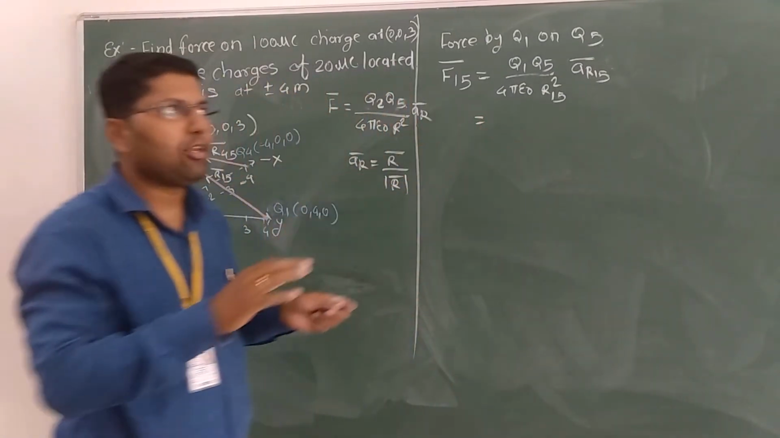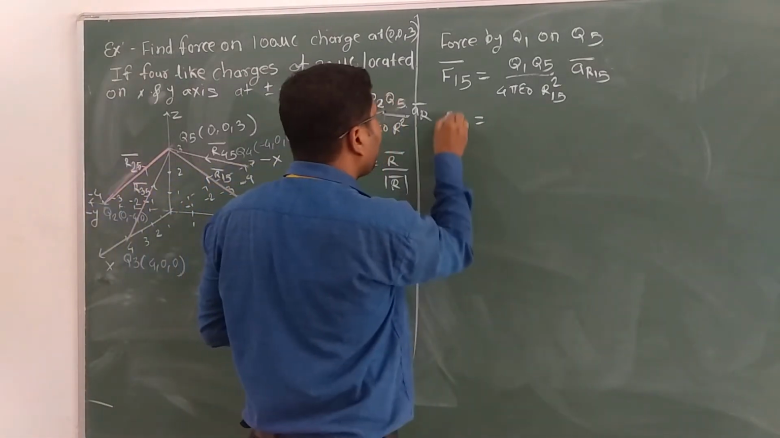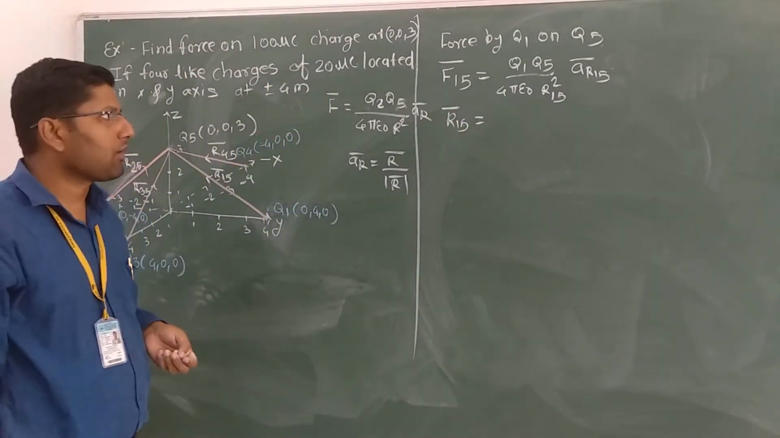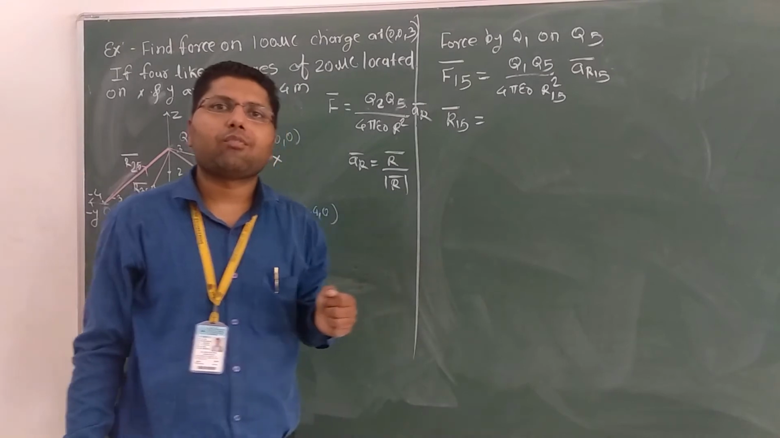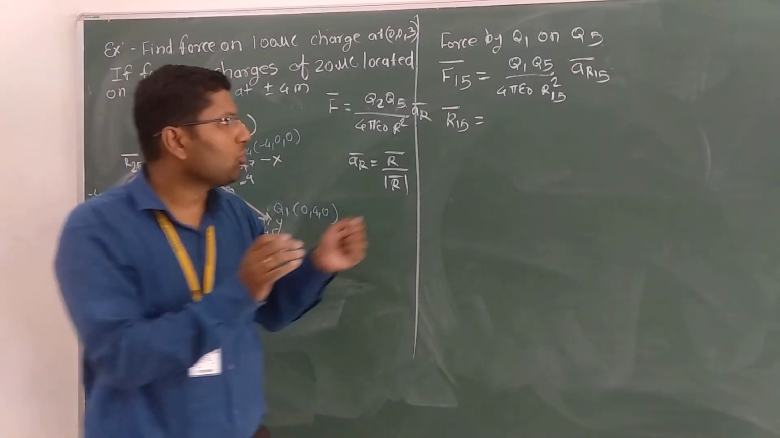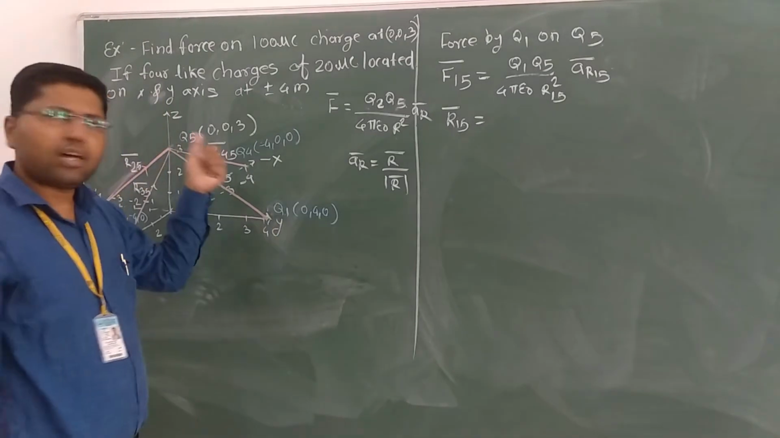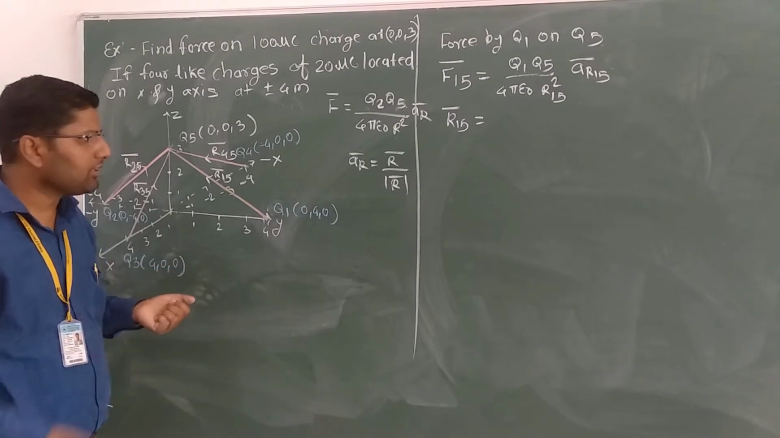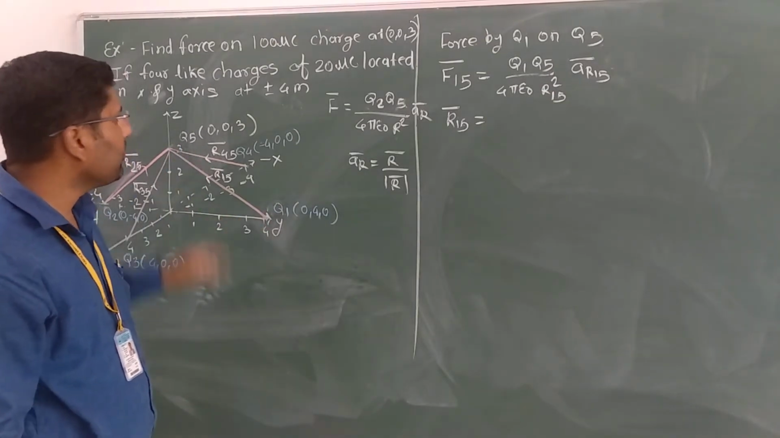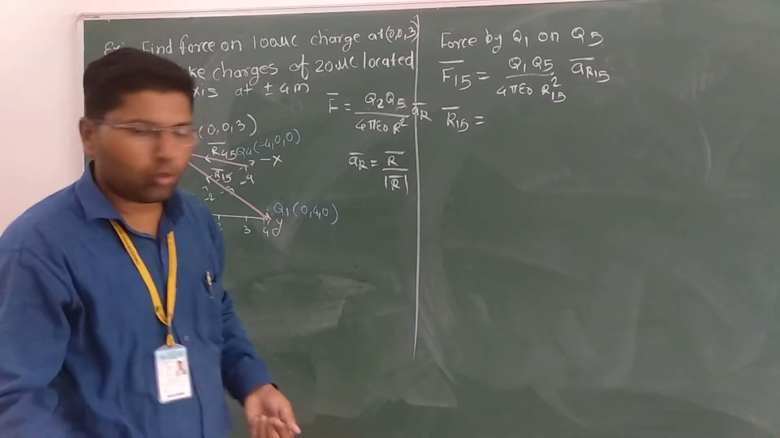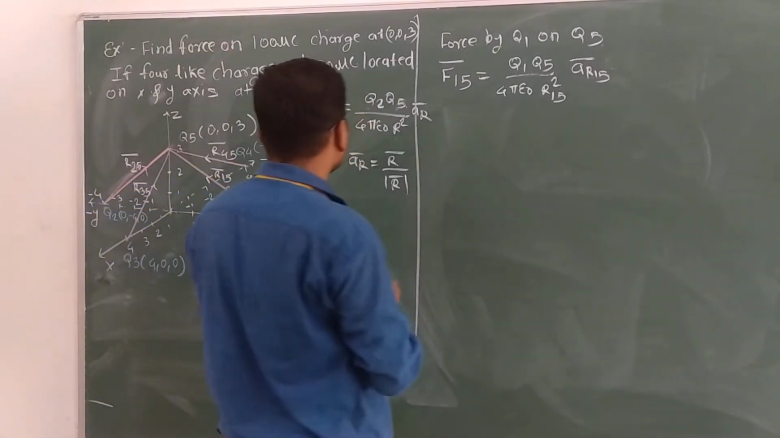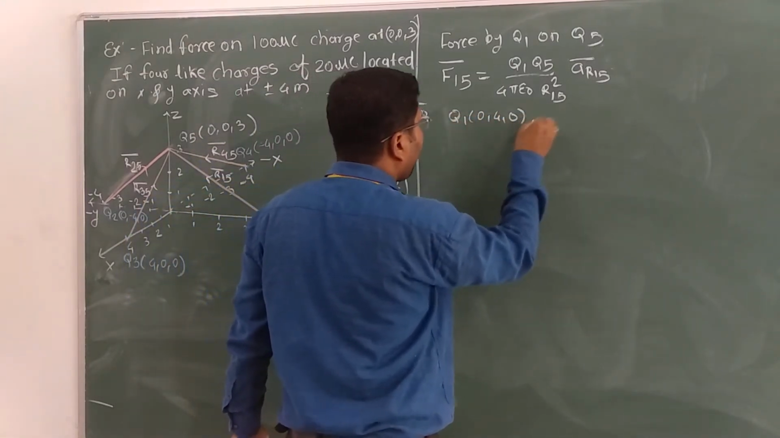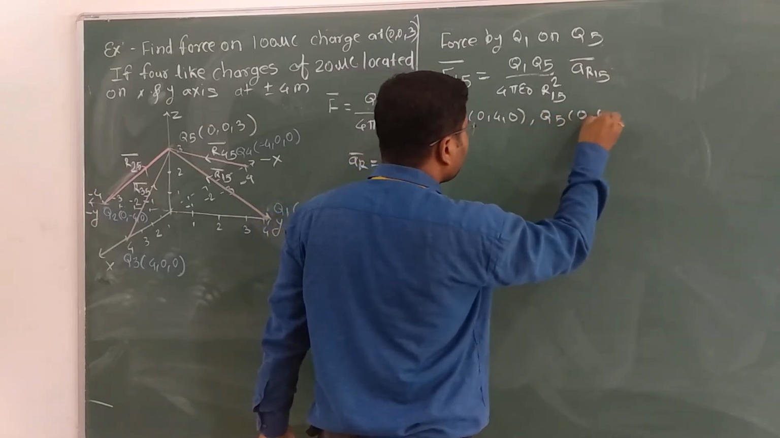So simply we will put the values. Before that we have to find out R15 bar. How to calculate R15 bar? In the last lecture we found out how to calculate the distance and the direction. Both are in the Cartesian coordinate system, for Q1 also and Q5 also, so it's very easy to calculate. Here they have given two coordinates. I will write here again the coordinates. Q1 is 0 4 0 and Q5 is 0 0 3.